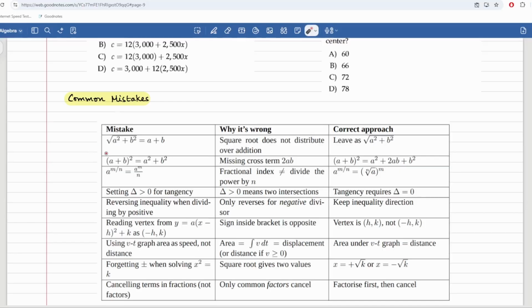So the first mistake is root of a square plus b square is equal to a plus b. Nope, this does not work. Square root does not distribute over addition. All right, leave it, rationalize it, whatever the problem wants. Same problem here. (a plus b) whole square is equal to a square plus b square. That doesn't work. 2ab term missing.